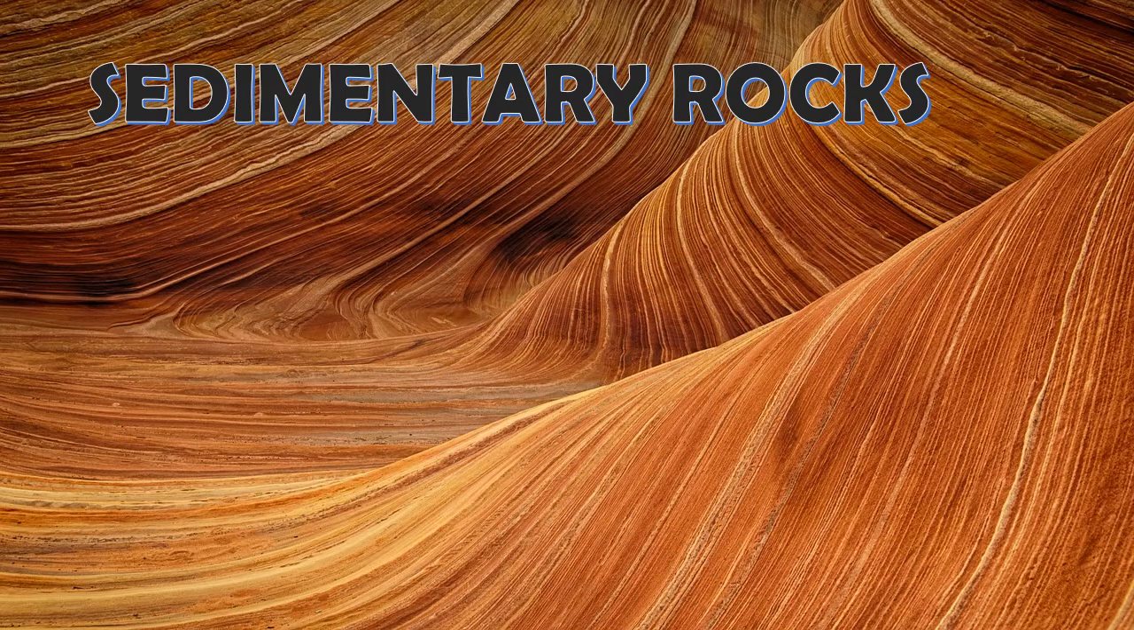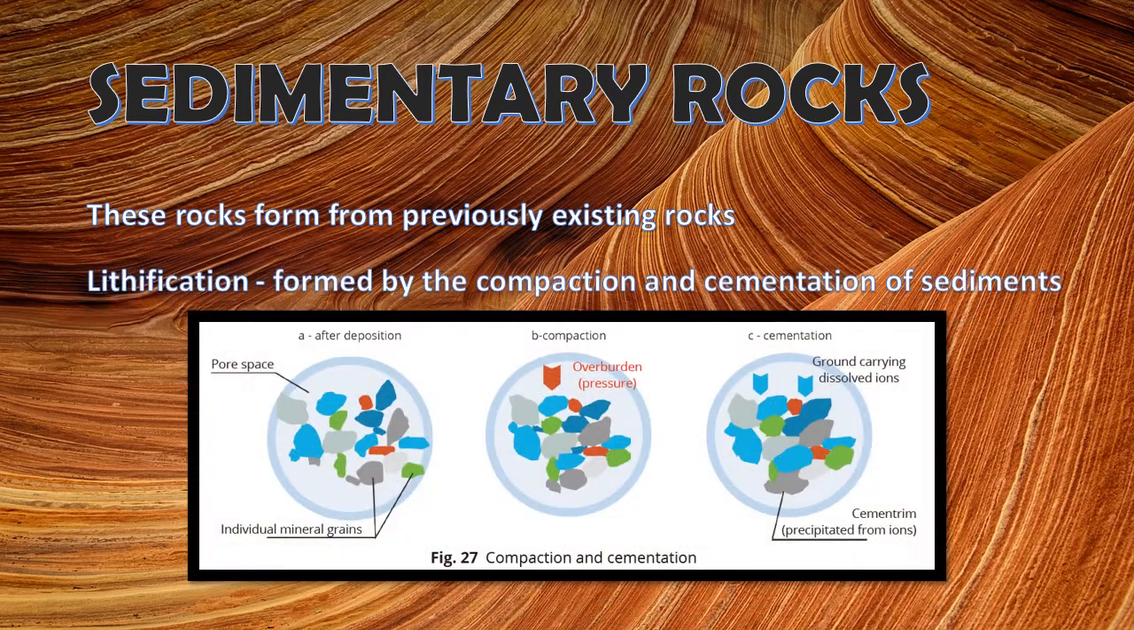So on sedimentary rocks, these are rocks formed from previously existing rocks, or what we call sediments. These undergo the process of lithification, formed by compaction and sedimentation of sediments. So these are rocks that can be found on the river. Okay? So these are sediments.